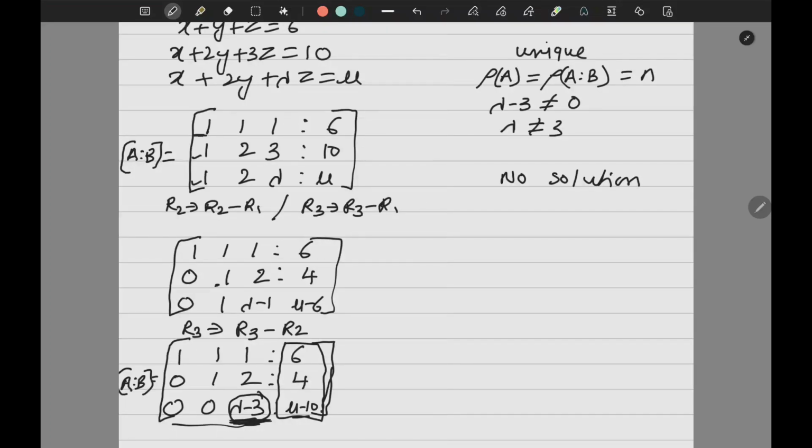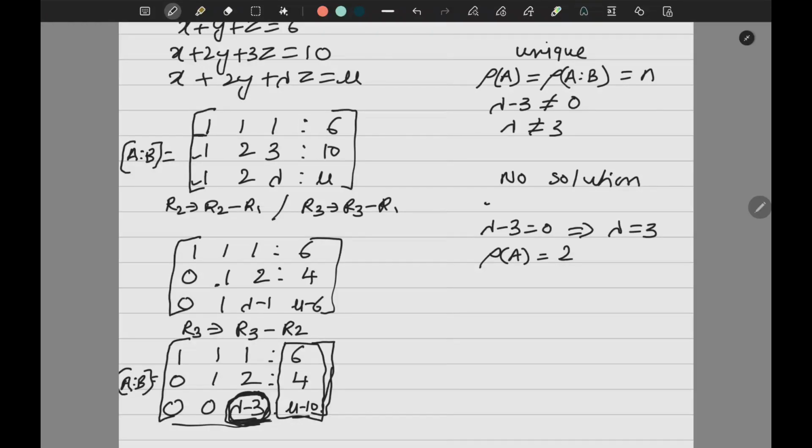When will you have no solution? When the rank of A is not equal to the rank of [A|B]. So now what can I say? If this number is 0, the rank of A will become 2. So if lambda minus 3 is equal to 0, that is lambda is equal to 3, the rank of A is equal to what? 2. Now if the rank of A is 2, the rank of [A|B] should be 3. Then only no solution, because both the ranks should not be equal.